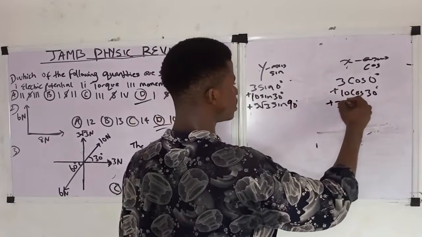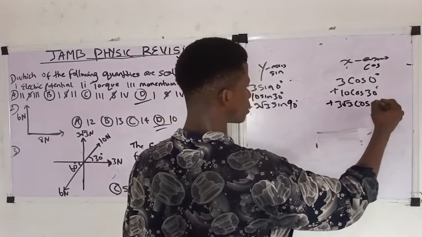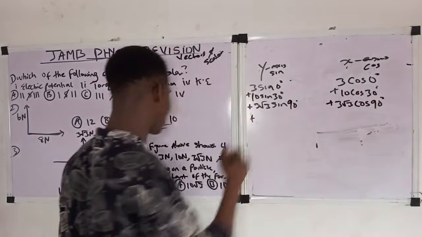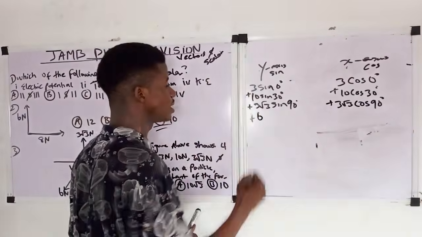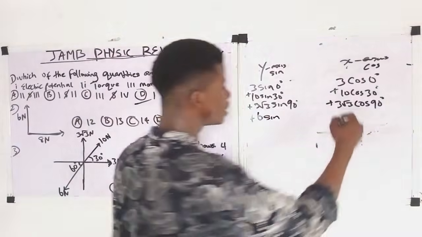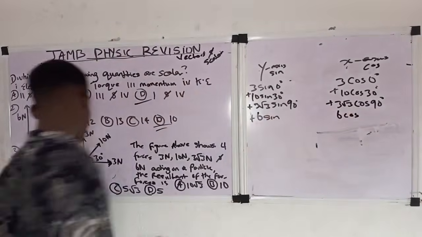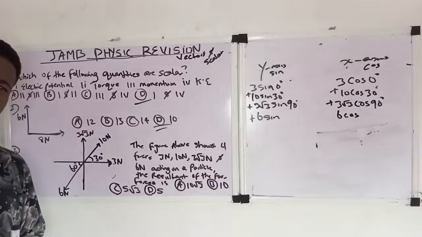Then on this side, I'll do the same thing: plus 3 root 3 cos, then 90 degrees. Then the last part, go to this place. I'll do 6 sine, then go to this place, 6 cos. Now which angle am I going to use? Am I going to use 60 here?